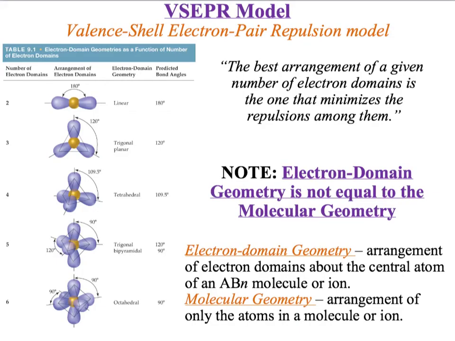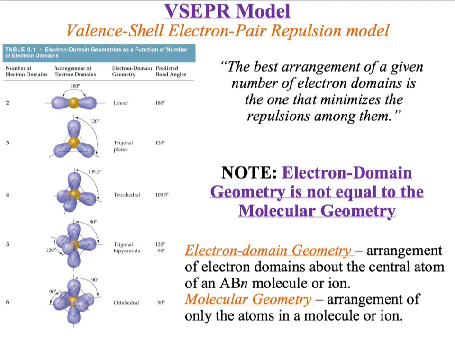Now we can turn to what's called the VSEPR model, the Valence-Shell Electron-Pair Repulsion model, which basically says the best arrangement of a given number of electron domains is one that minimizes the repulsions among them. They want to spread out as much as possible. That's really what it comes down to with these different electron pairs. So we're going to talk about two things: electron domain geometry and molecular geometry.